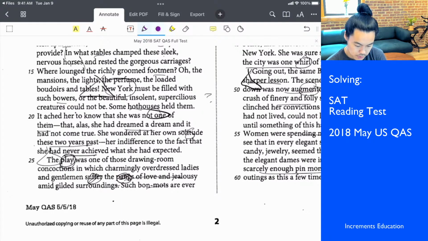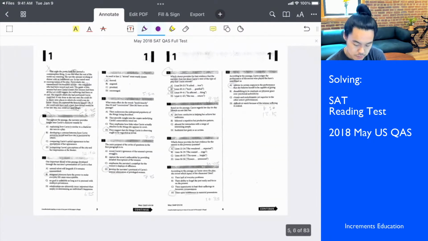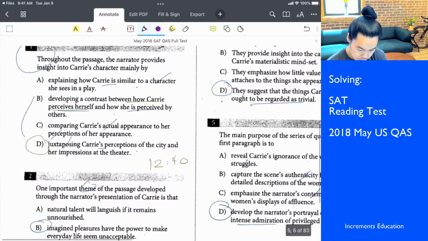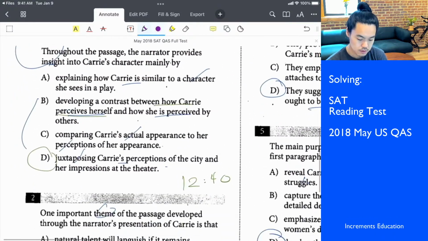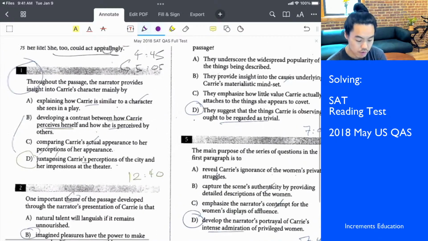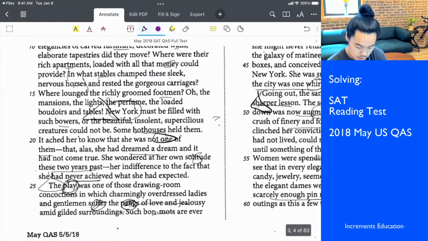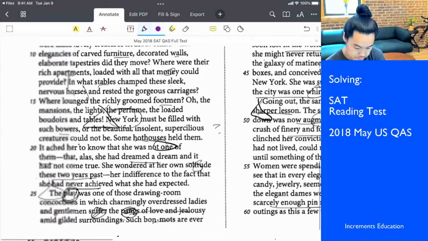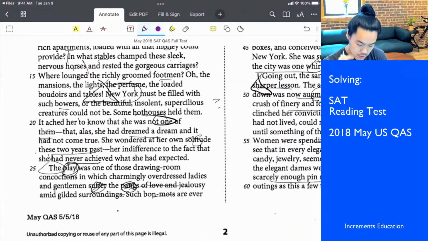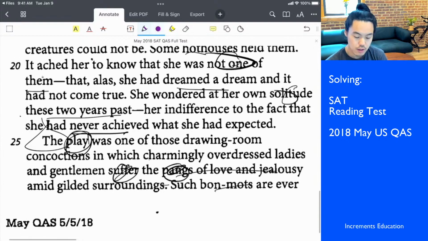And she's not one of them. That part was not hard. This already gives me my answer to D. 1D is basically my definition. Now I'm very strong on D, because the first paragraph is all about New York, and then the second paragraph is all about the play. Okay, here we go. The play was one of those.